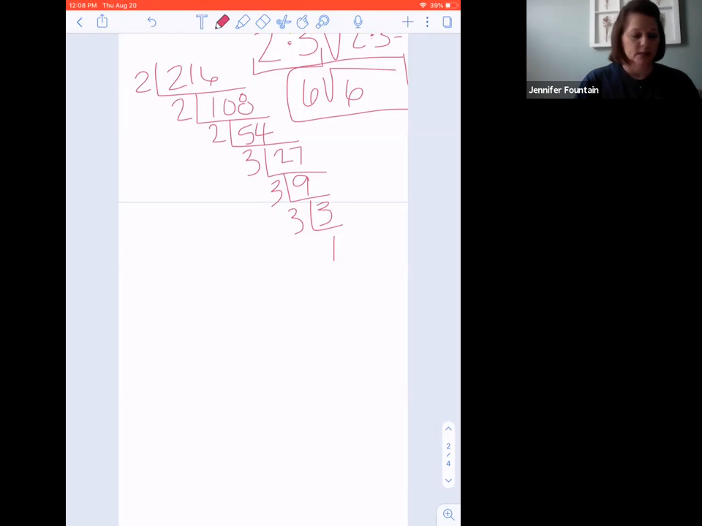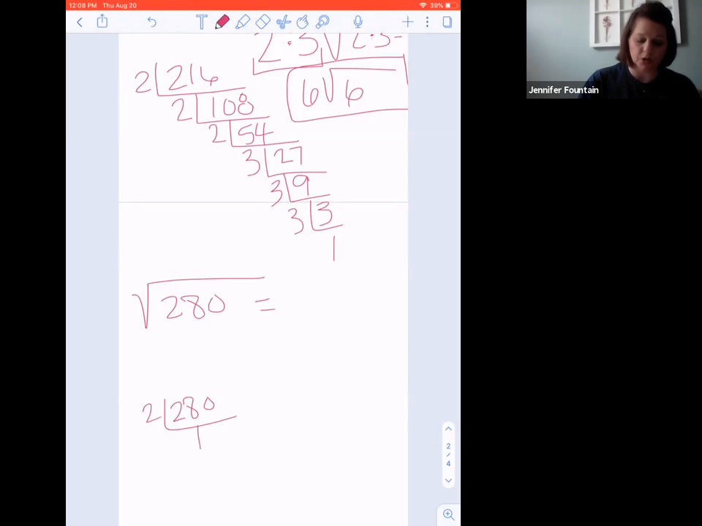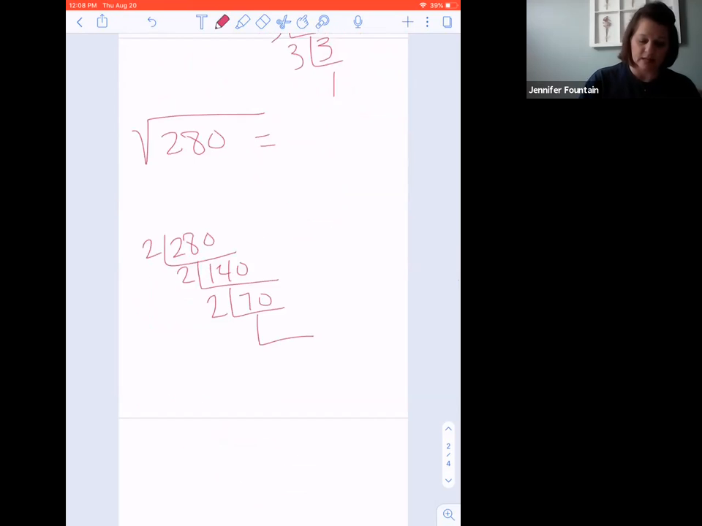All right. So we are going to do the square root of 280. We're going to start with our ladder method, which is 280. Smallest prime factor will be 2, which will go into that 140 times. 2 will go into 140 70 times. Now, I know 2 will go into 70. Not 30, 35 times.